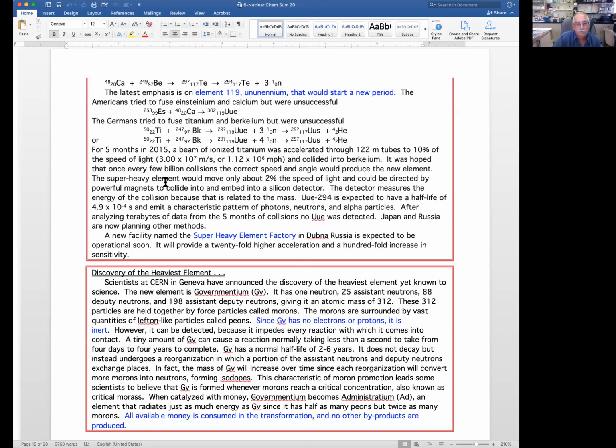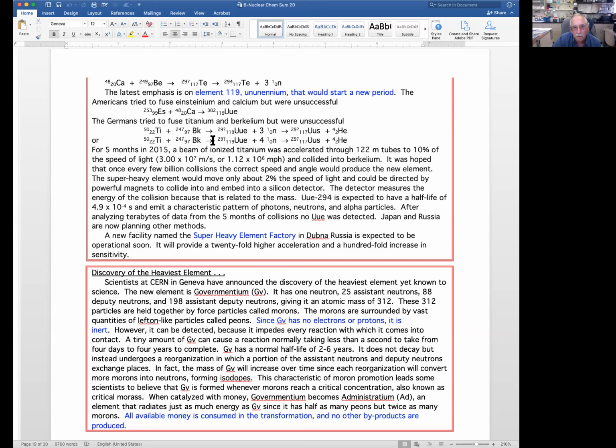So in 2015, they took titanium and they slammed it into berkelium. So here's a bombardment, right? More than one thing on the reactant side. So here's one scenario. They tried to bombard it, one element into this other element, which is element number 97, and also a man-made element. And then this is what they expected to get.